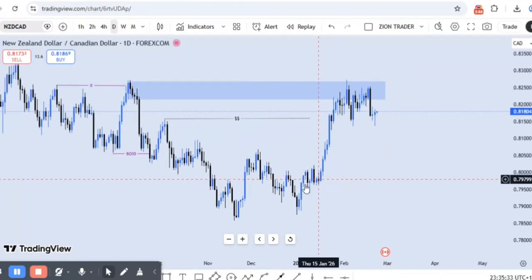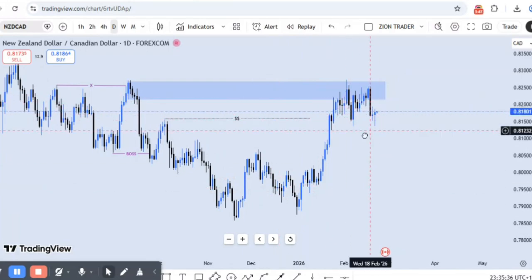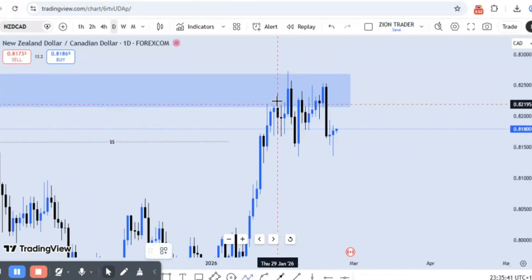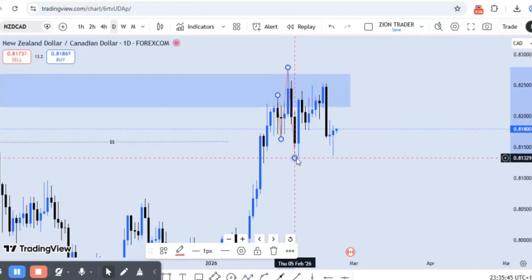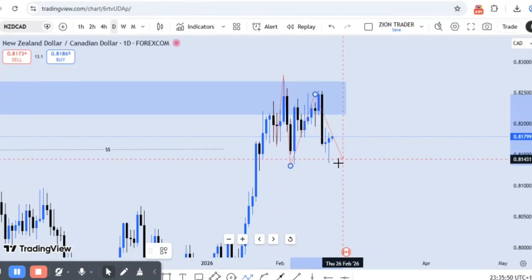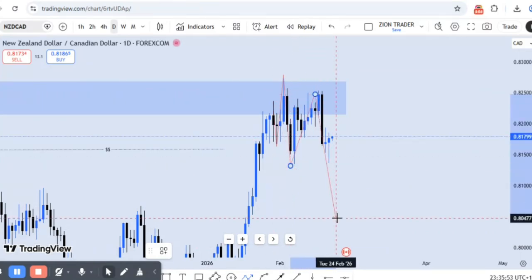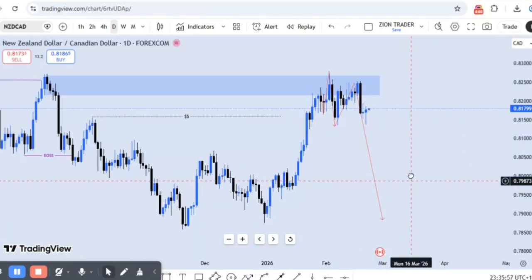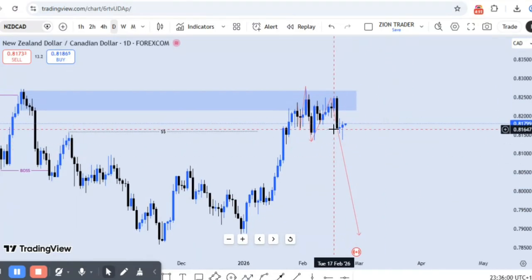Price danced around for a while, but we can already see a change of character here. On the daily time frame, we have a high, a low, a high, and then a break. Price traded back into the order block, and then we can see a good reaction. So we are expecting NZDCAD to continue dropping all the way from this point. I'm actually in on this trade already.